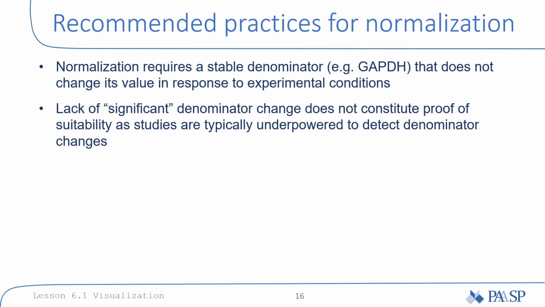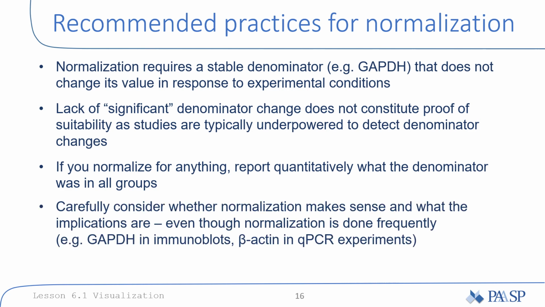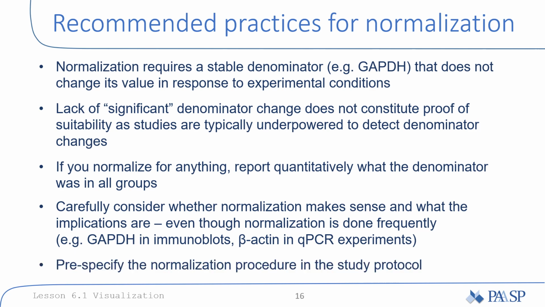Studies are typically underpowered to detect significant denominator changes. It is highly advisable to report quantitatively what the denominator was in all groups. We should carefully consider whether normalization actually makes sense for our specific experiment. And even though normalization is done frequently, we still need to think about any potential implication and risk factors.